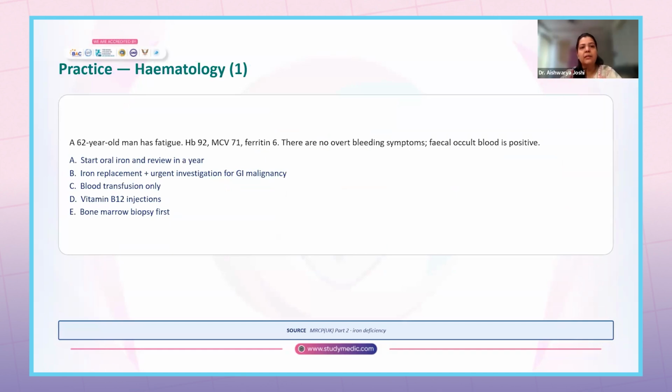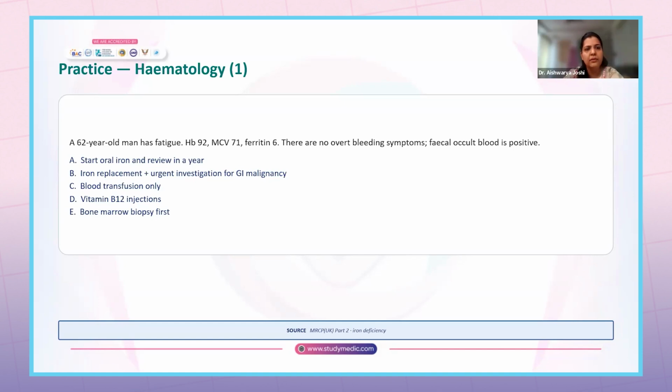A 62-year-old man has fatigue. Now, fatigue can be a symptom of any disease. But remember, in MRCP, fatigue points towards two important things. One is anemia and one is liver disease. Hemoglobin is 9.2, MCV is 71, ferritin is 6. No overt bleeding symptoms present. Fecal occult blood test is positive. What is the treatment?